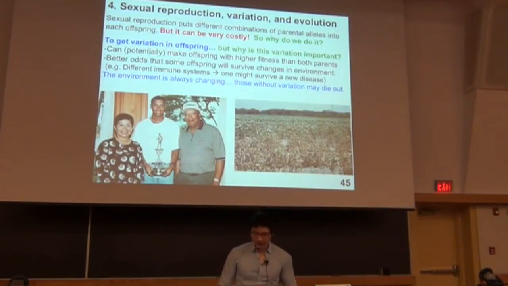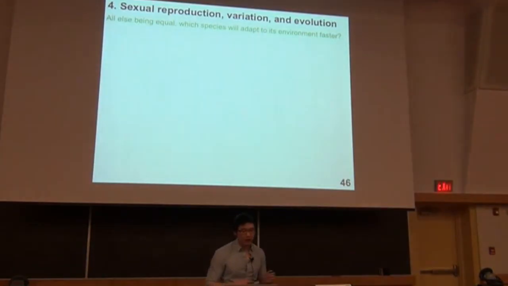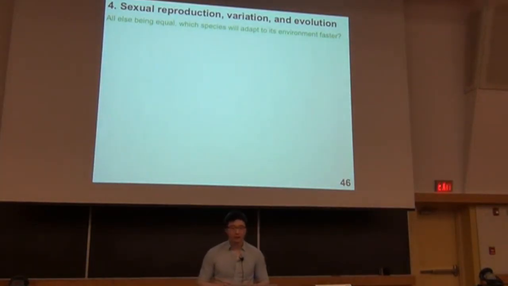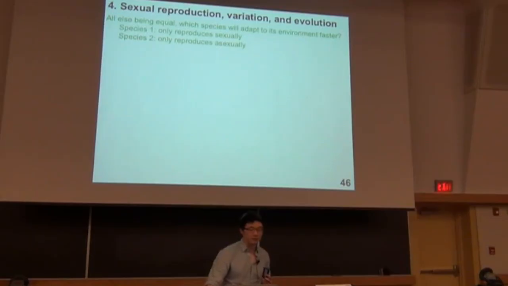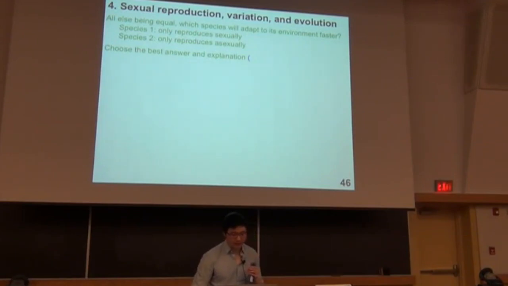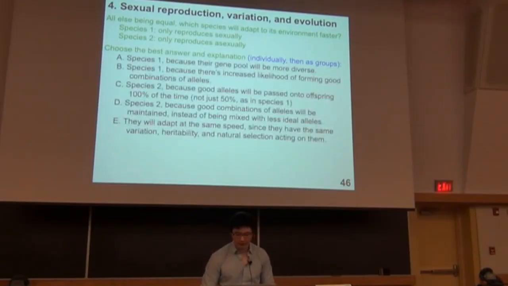Okay, so question for you guys then. All else being equal, which species would you think will adapt to its environment faster? Species 1, which only reproduces sexually, or species 2, which only reproduces asexually. I want you to choose the best answer and the best explanation. First, read the answers and answer individually. Then when I tell you, you can talk to your groups and decide your group answer. So enter your individual answers once you've had a chance to read it.